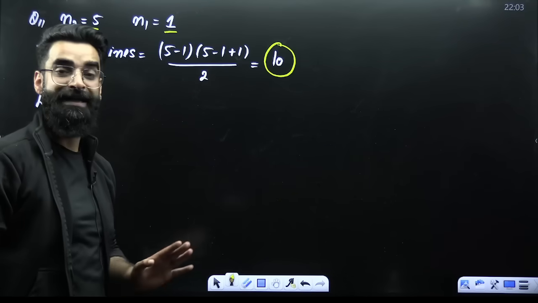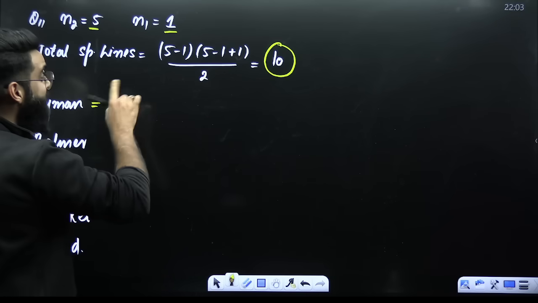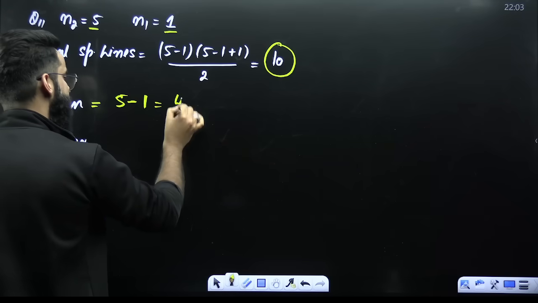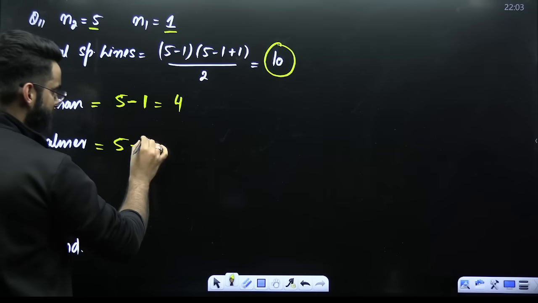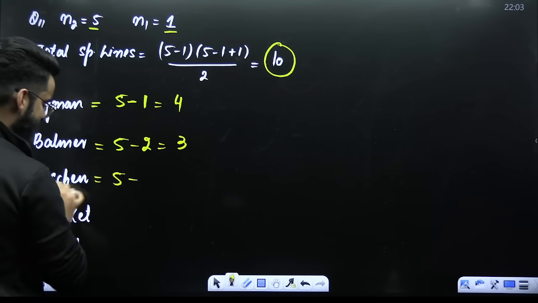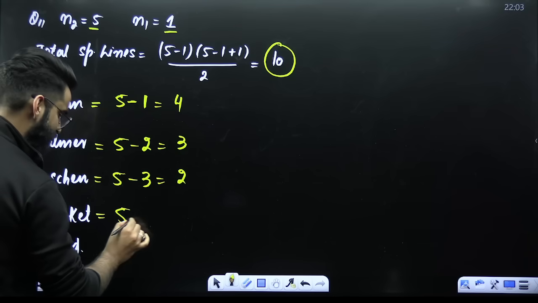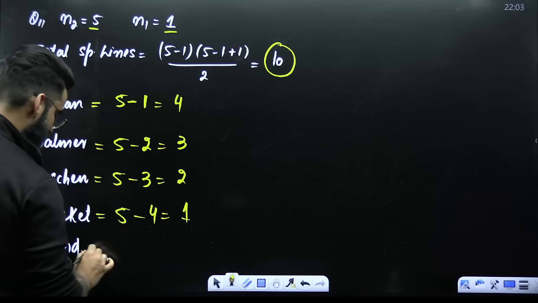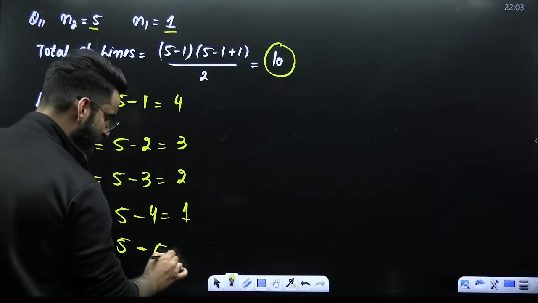Out of these 10 spectral lines, how many will fall into Lyman series? It is going to be equal to, using the formula, n2, the higher energy state, minus the ground state of Lyman, which is 1. So 5 minus 1 is 4. n2 here is 5 minus ground state of Balmer, which is 2. So 5 minus 2 is 3. Higher energy state n2, that's 5, minus ground state of Paschen, which is 3, the value comes out to be 2. Higher energy state is 5, minus ground state of Brackett, which is 4, that is 1. And n2 is 5, and ground state of Pfund series is 5, so 5 minus 5 is 0.